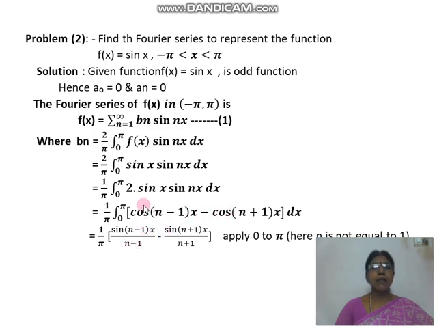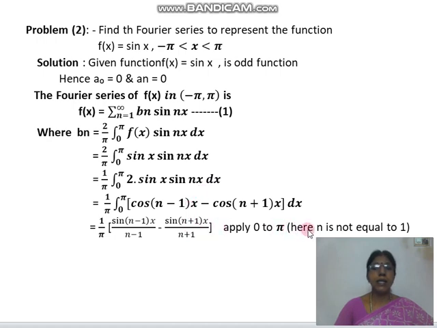This is in the form of integral cos bx, that is sin bx by b. అంటే b place లో n plus 1 ఉంది అనుకోండి. That is sin n plus 1 x by n plus 1. Apply 0 to pi limits here.